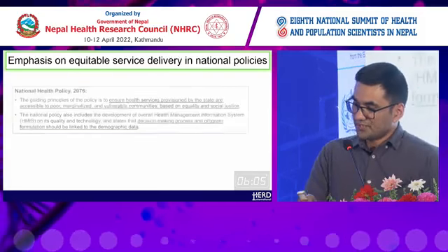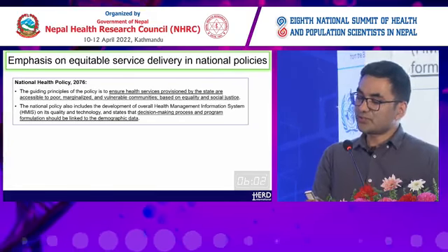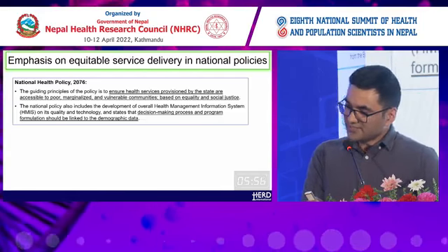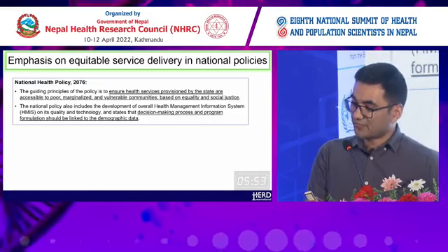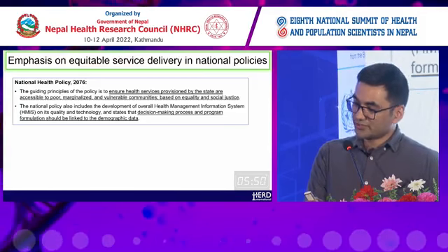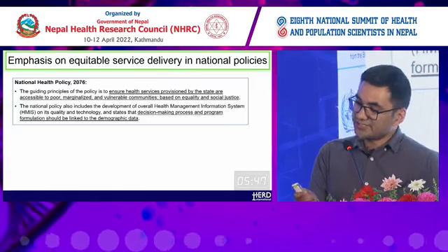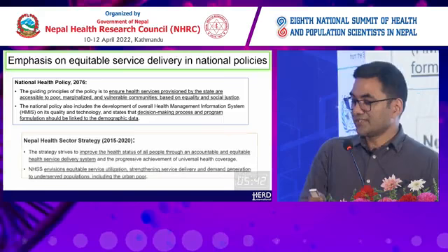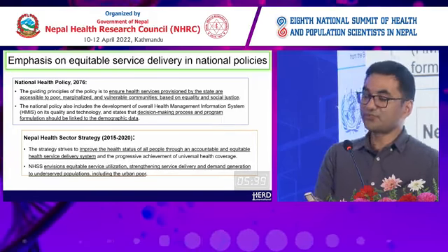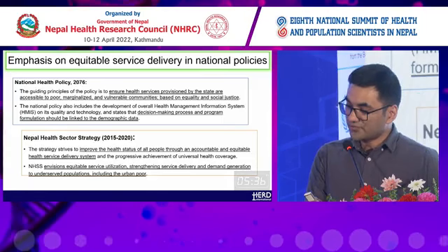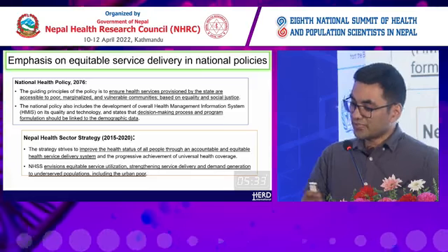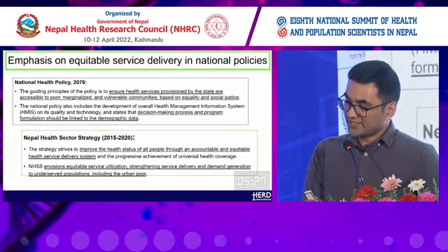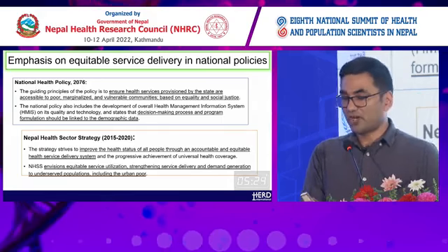Similarly, the National Health Policy emphasizes equitable service delivery. It ensures that health services provided by the state are accessible to poor, marginalized, and vulnerable communities based on equality and social justice. The National Health Policy also mentions that decision making and program formation should be linked with demographic data. The Nepal Health Sector Strategy also mentions improving the health status of the people through an accountable and equitable health service delivery system. It also emphasized equitable service utilization, service delivery and demand generation for underserved people, including the urban poor.